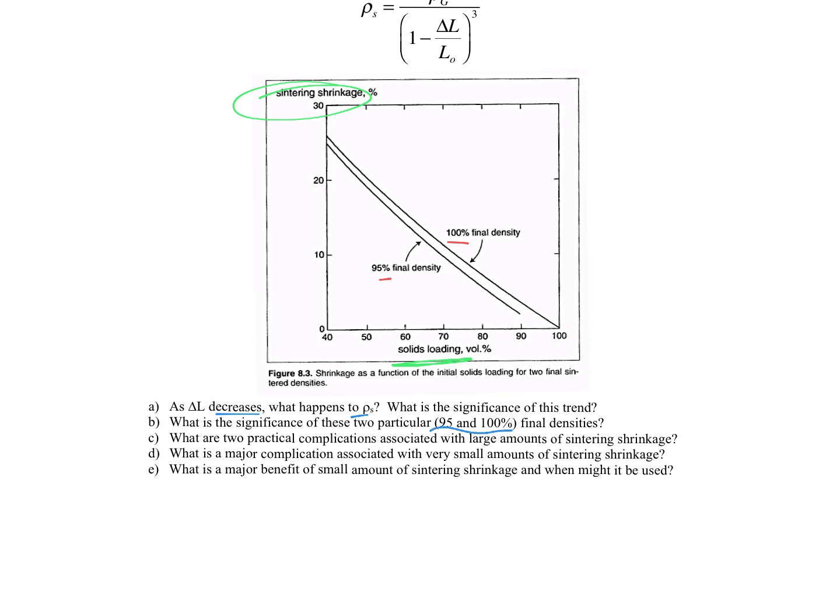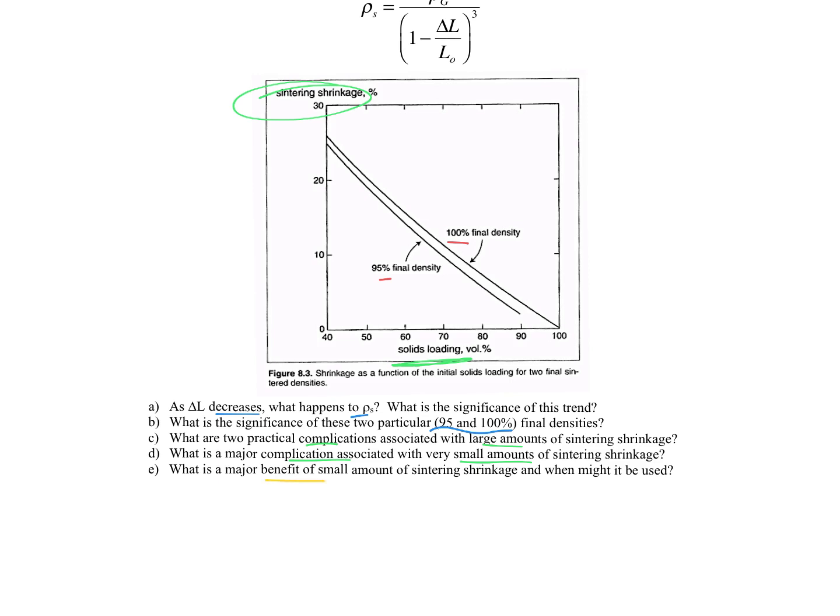And then we have these 2 targets. Why do we have these 2 targets? Why do we worry about those? This kind of gets into the differences between metals and ceramics in terms of targets, and what's useful and what's not. And then practical complications associated with large amounts of sintering shrinkage, major complications with very small amounts of sintering shrinkage. You have to think about both ends of this. All right, so theoretically, you want to be at solids loading of 90%. Practically speaking, that's not going to be a good idea for most solids.